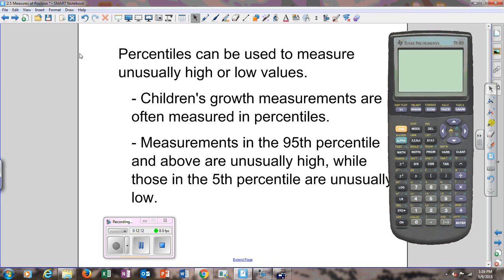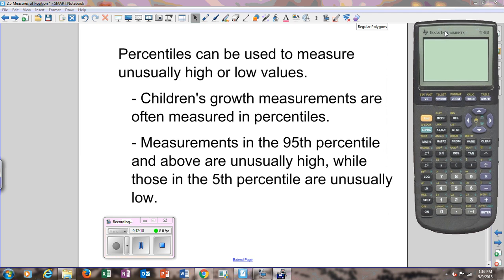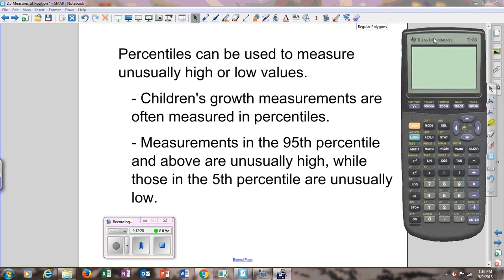So percentiles can be used to measure unusually high or low values. Children's growth measurements are often measured in percentiles. Lots of your state testing is measured in percentiles. SAT scores are measured in percentiles. Measurements in the 95th percentile and above are unusually high, while those in the 5th percentile are unusually low.